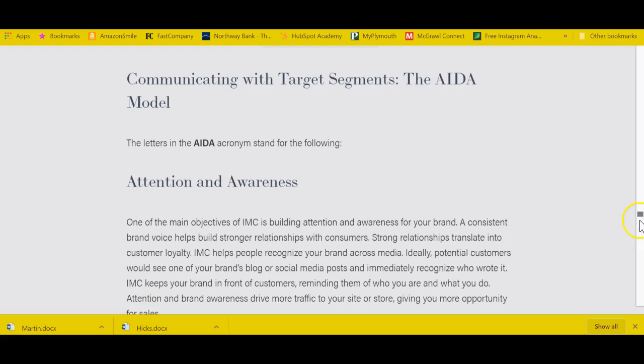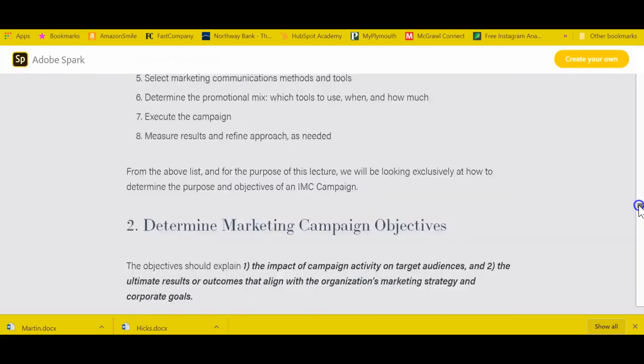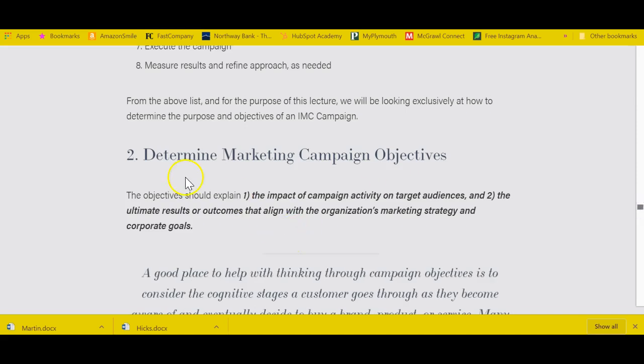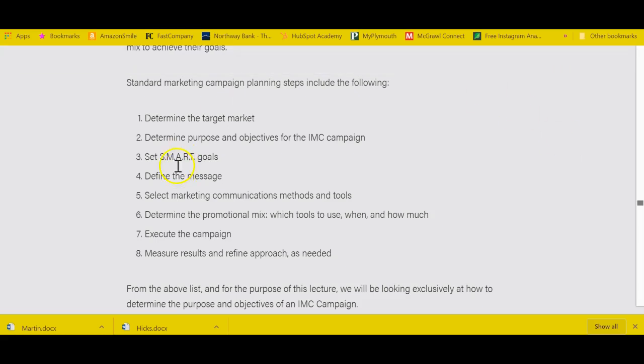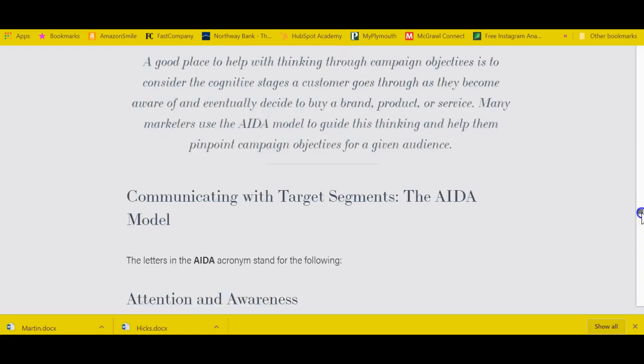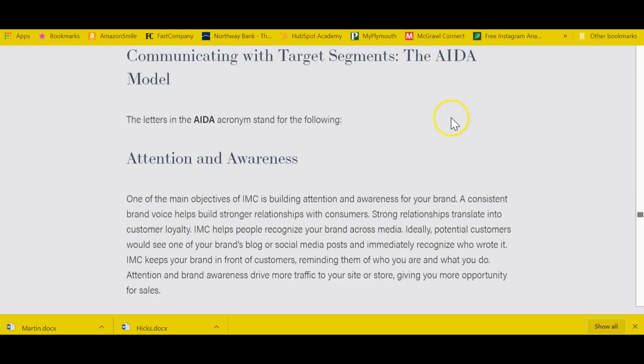Also in this class lecture, I was very specific about how, from all the parts of IMC, which is not something that I need to teach you at this point because you probably already studied it when you took your Principles of Marketing class, I focus here more importantly on determining the purpose and objectives of the campaign. And in this class lecture, we discuss the AIDA model.